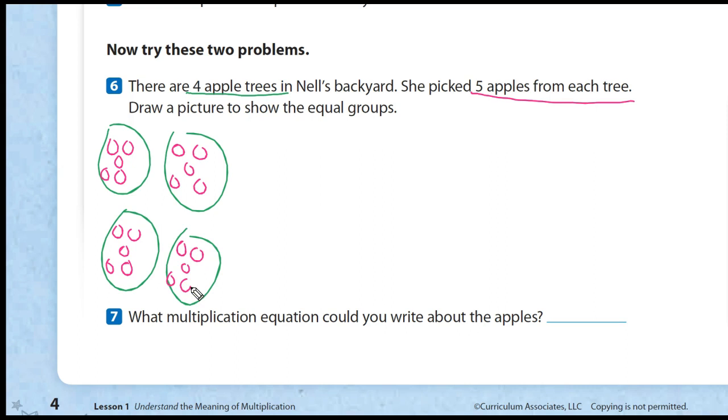Okay, and it says draw pictures to show the equal parts. There you go. Or can I do the array? Yes. Four apple trees, right? So I'm going to need how many rows? 4. 1, 2, 3, 4. Okay. And how many apples in each row? 5. I already have 1 there, so 2, 3, 4, 5.